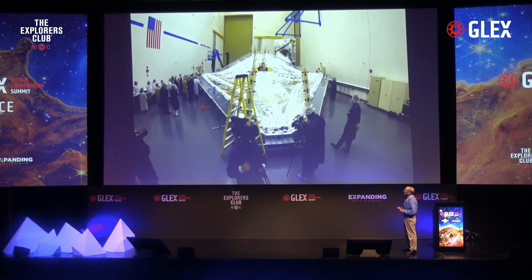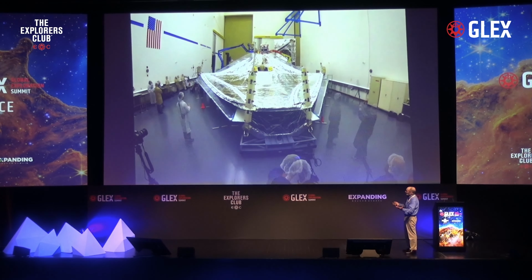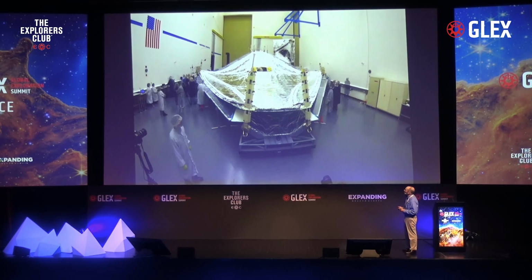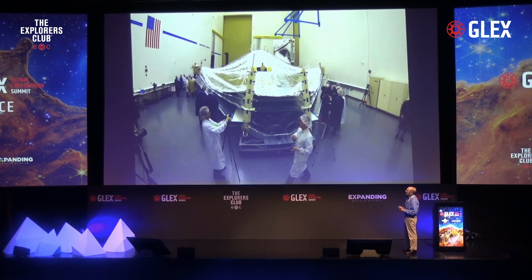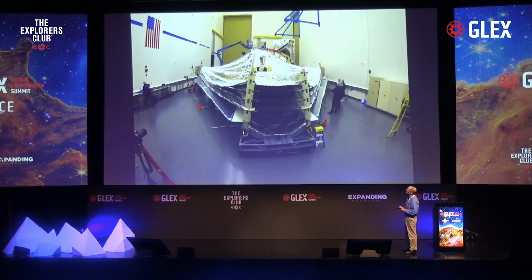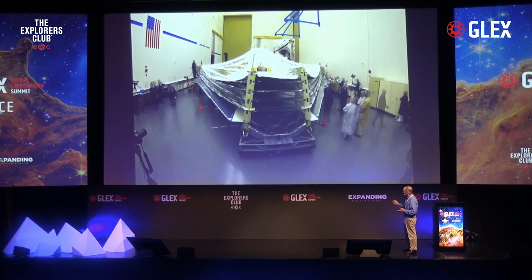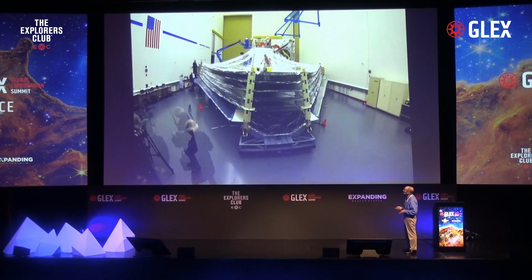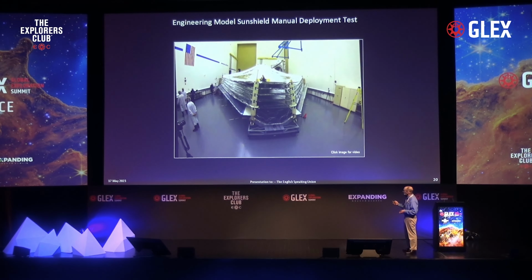These spreader bar assemblies around the periphery spread the 5 layers apart from each other after the initial deployment, and tension a cord that runs around the periphery of each layer. It's a very complicated deployment procedure, but we did get it done, and it did work perfectly for us.